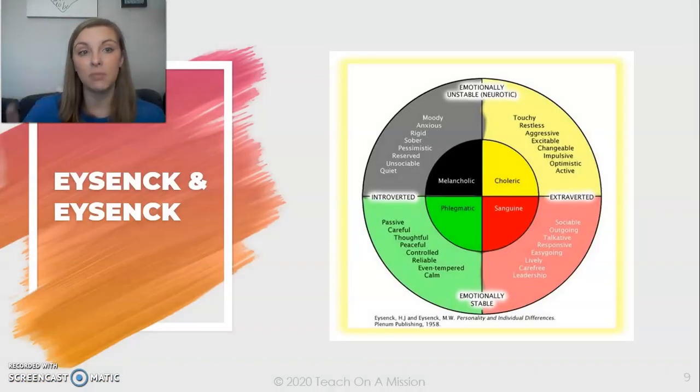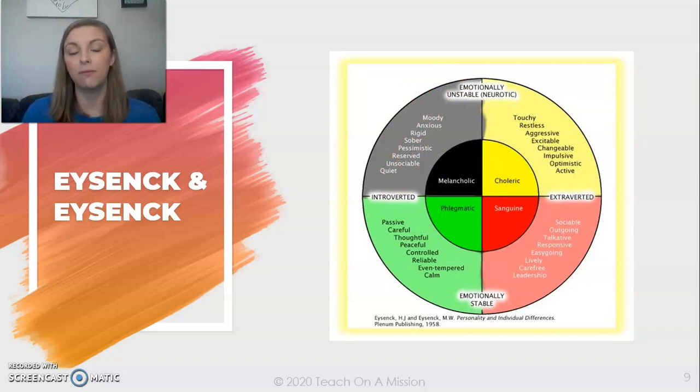And what they determined is that we have our personality based on all of these dimensions, right? So you can be emotionally unstable and extroverted, and then these are going to be your traits that you have. You can be emotionally unstable and introverted, and then these are your traits. So that's kind of what they came up with. And then there were four major categories: melancholic, choleric, phlegmatic, and sanguine.